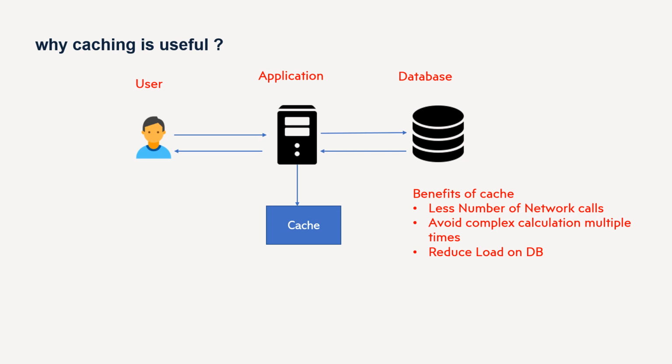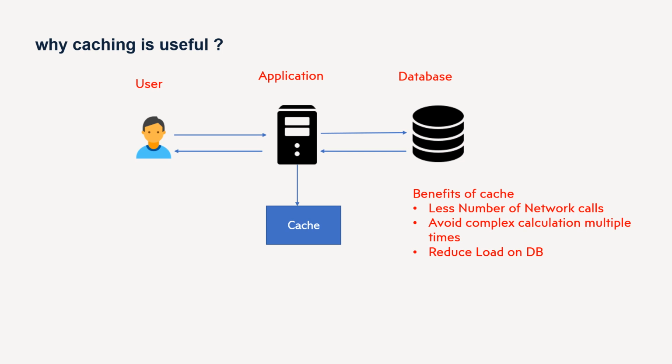And the third thing is that when you use the cache, you can avoid multiple calls to the DB, which helps reduce the load on the DB as well. So these are the various points by which we can say caching is really helpful in our application system design.